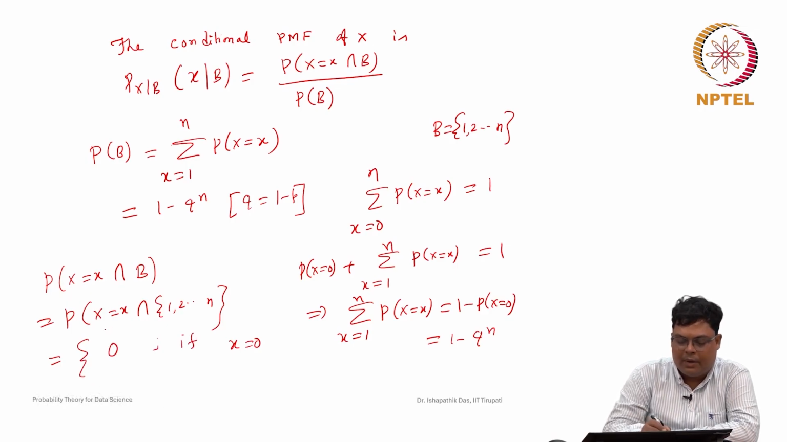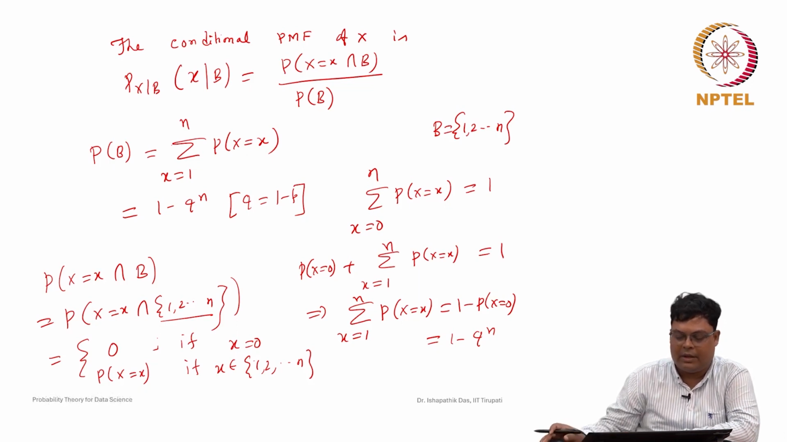Otherwise, what will be the probability? Suppose x is 1 or x is equal to 2, anything else. Then this event will be a subset of B, because B is a superset of this. So, for any other value of x from 1 to n, this is nothing but the probability that X is equal to x, because this is a subset of this random variable. That probability of X equal to x we already know. Next page we write that.